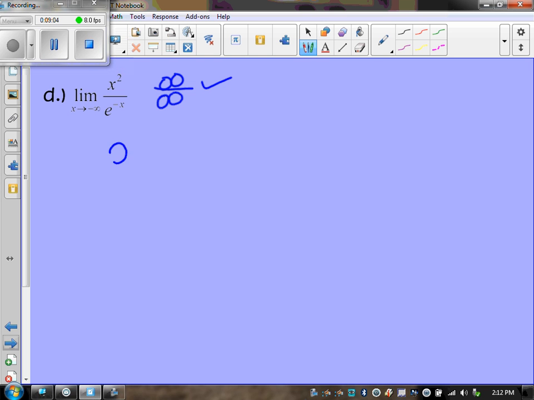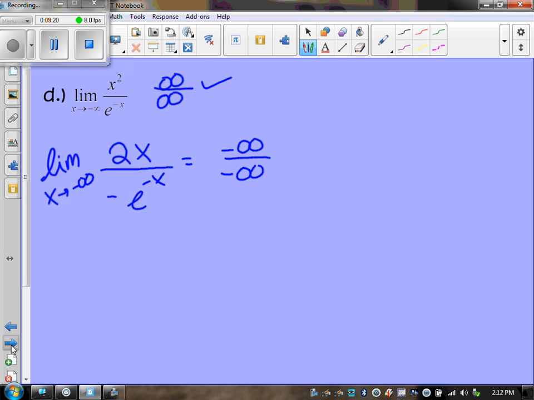If I use L'Hopital's rule, I have 2x over e to the negative x times negative 1. I can redo my limit as x goes to negative infinity. And I get what? A negative infinity over another negative infinity. Now what? Let's just do L'Hopital's again.